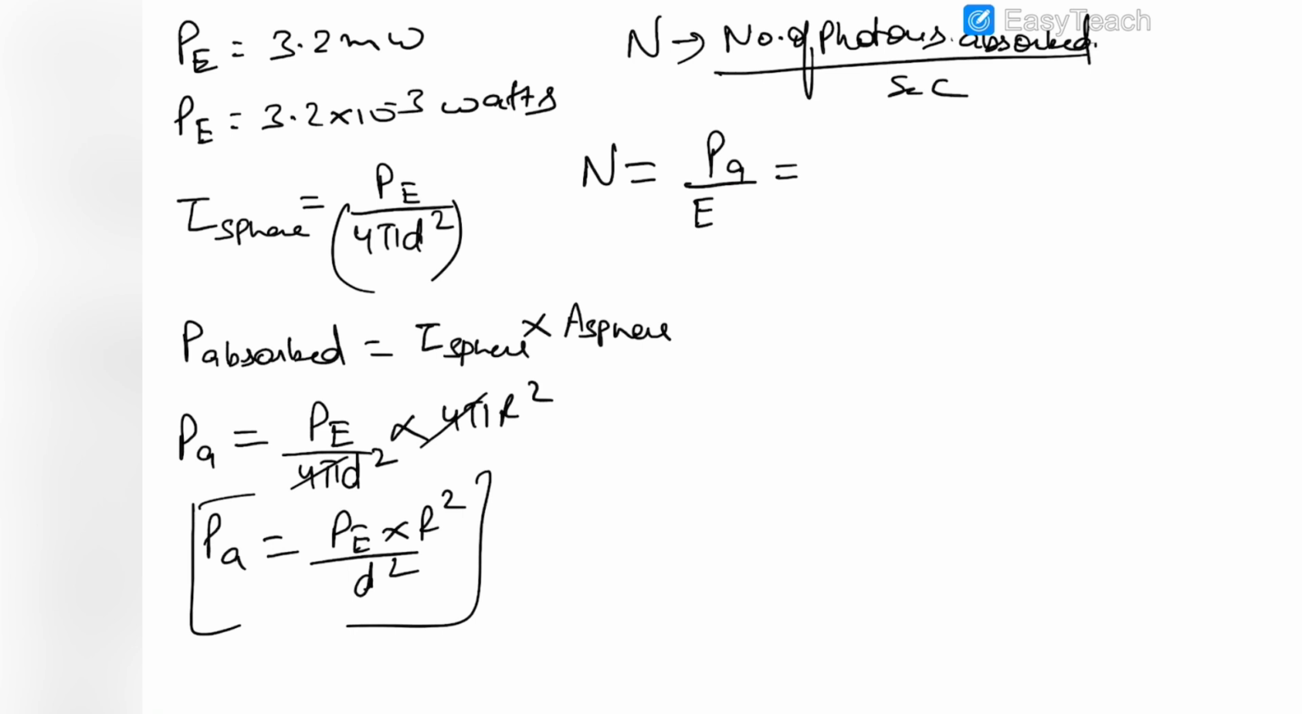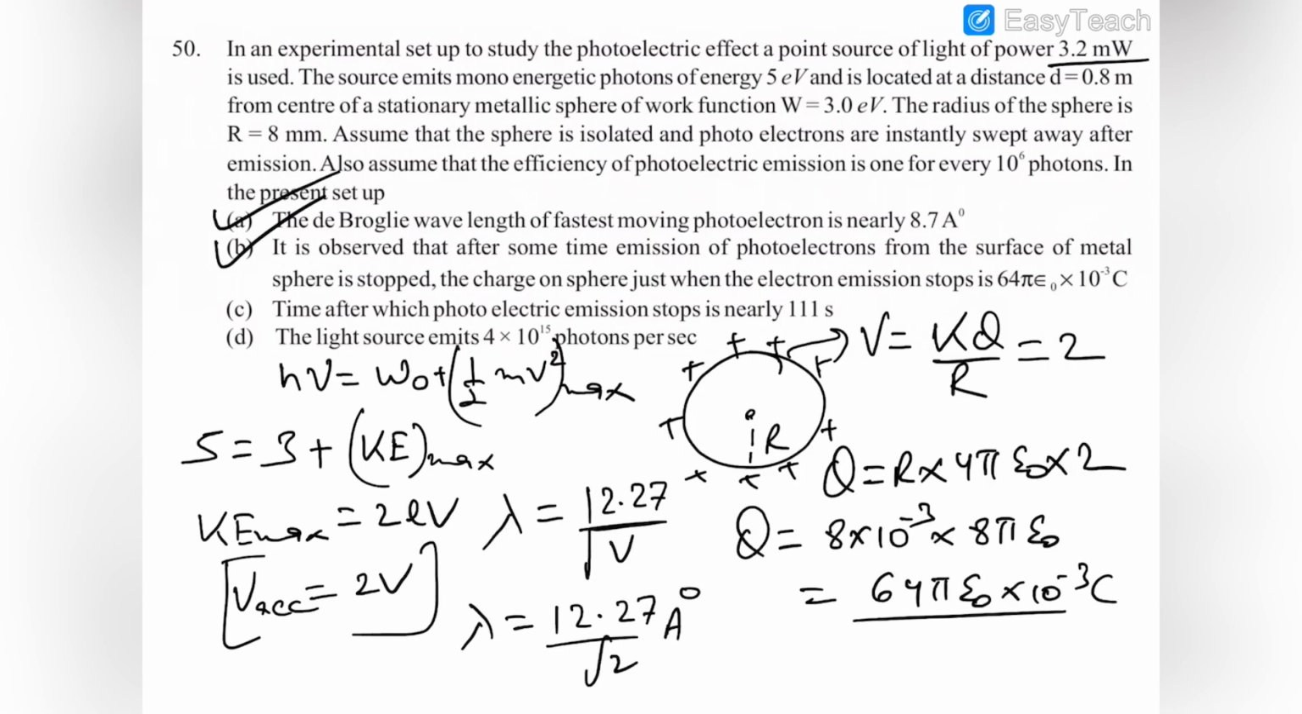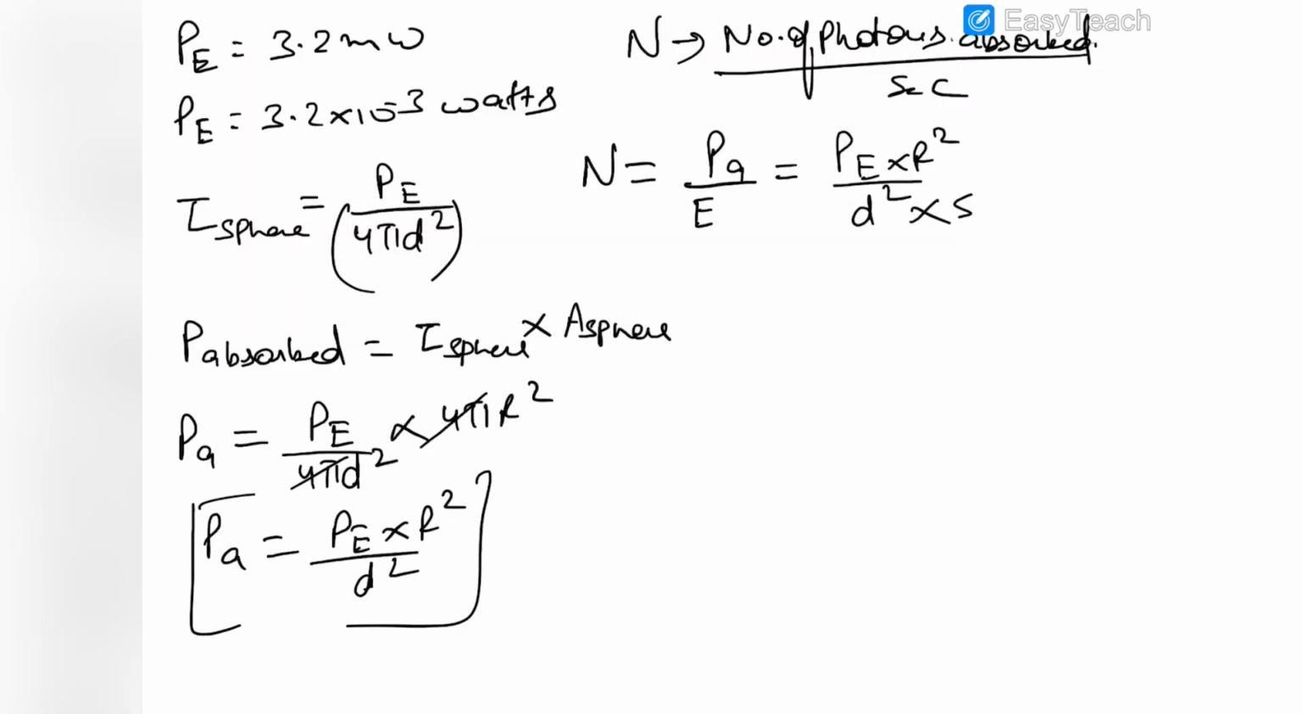And the power absorbed is P emitted into R square divided by D square, divided by the energy of one photon, which, I guess, was 5 eV. Okay, so this is 5 into E in joules, obviously. Now N is the number of photons absorbed per second.